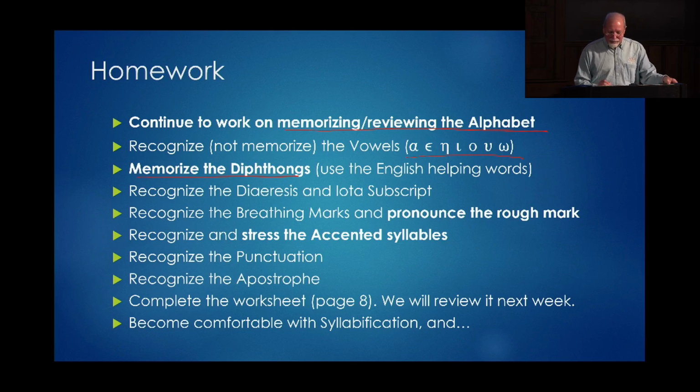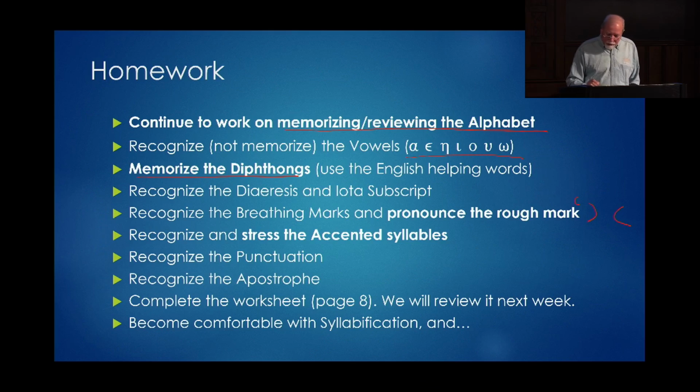Okay, then recognize the diaeresis. That's the 2 dots above what looks like could be a diphthong to tell you to pronounce them separately. So recognize the diaeresis and the iota subscript, which you'll see as the iota below a letter. It might even be hard to tell that's what it is, depending upon the font, but we don't pronounce it, but it is an important part of the spelling. Recognize the breathing marks. You have the smooth, and then you have the rough. Of course, those are over the letters like that.